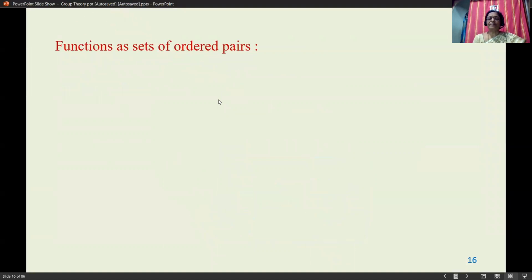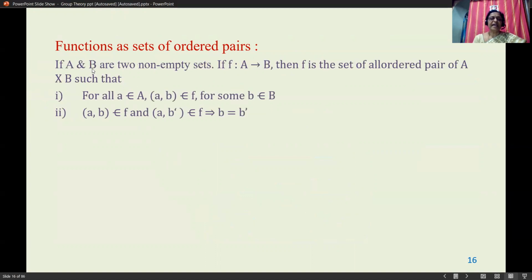Functions as sets of ordered pairs. If A and B are two non-empty sets and f is from A to B, then f is a set of ordered pairs of A and B such that for all a belonging to A, the ordered pair (a, b) belongs to f for some b belonging to B, and if ordered pair (a, b) belongs to f and ordered pair (a, b') belongs to f, that is, if a is associated to b under f and a is also associated with b' under f, then b is equal to b'.